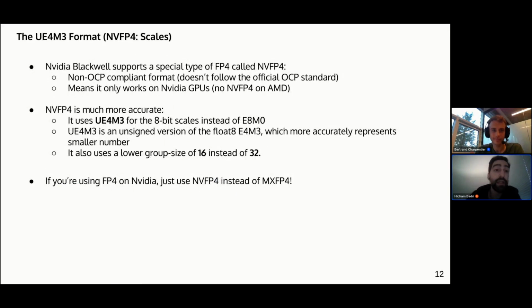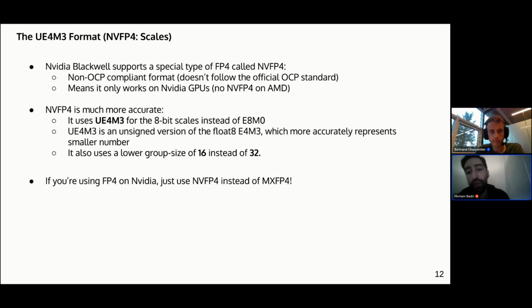So the difference is that, as I said, in NVFP4 you actually don't have E8M0 8-bit scales. We actually have E4M3 scales. So E4M3 is the typical float 8. The only difference is that they are unsigned, so that's why you have U. And it also uses a lower group size. So if you're using Nvidia, there's really no point in using MXFP4. You just use NVFP4 because it's more accurate. It's slightly slower than MXFP4, a really tiny bit slower, because you load twice more data in terms of scales because you're using group size of 16 instead of 32, but the quality is much better.